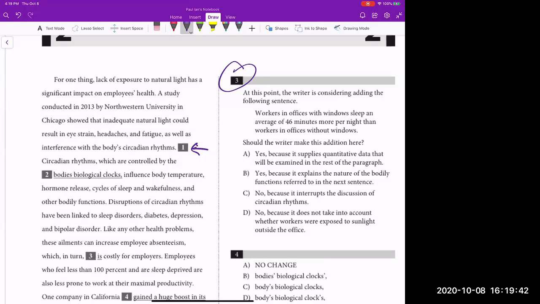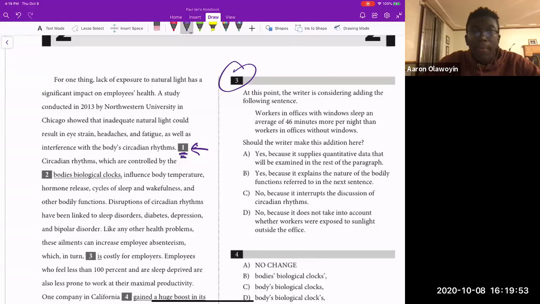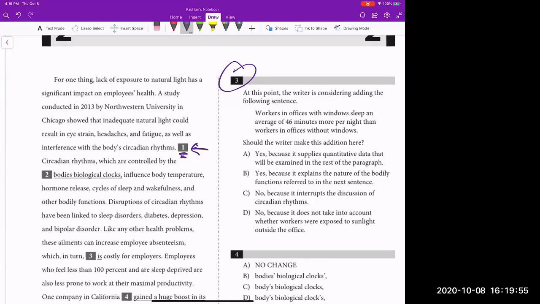For this one, let's see. So let's read what it says. Chicago showed the end of the record and as well. Does it say three here for yours? Yeah. Okay, just making sure. So when you're gonna add this one here, right? Cheryl showed this as well, and then the next sentence is the circadian rhythm. It's still talking about these guys, right?